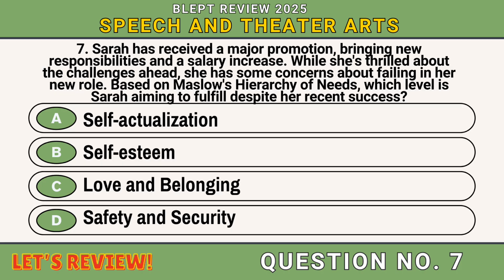Okay, 7. Sarah has received a major promotion, bringing new responsibility and a salary increase. While she's thrilled about the challenges ahead, she has some concerns about failing in her new role. Based on Maslow's hierarchy of needs, which level is Sarah aiming to fulfill despite her recent success? Is it A. Self-actualization? Letter B. Self-esteem? Letter C. Love and belonging? Letter D. Safety and security. You only have 10 seconds to answer. Timer starts now.